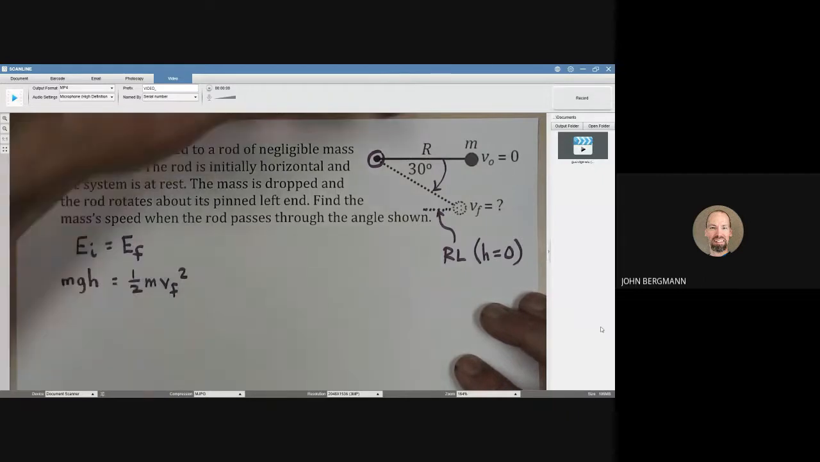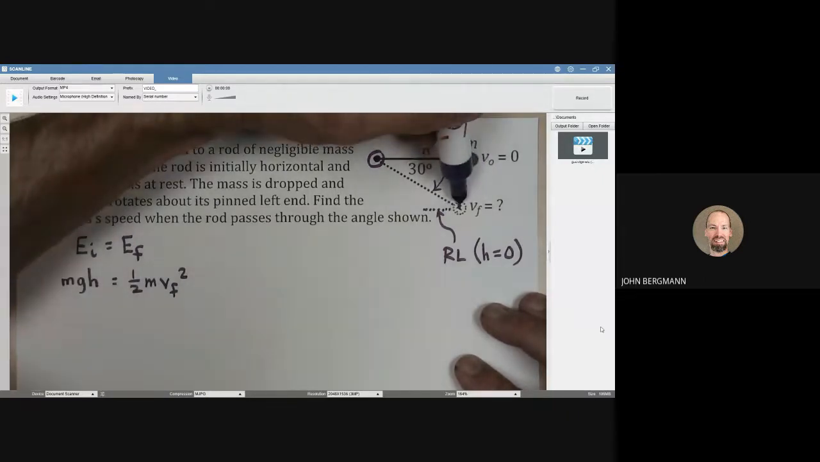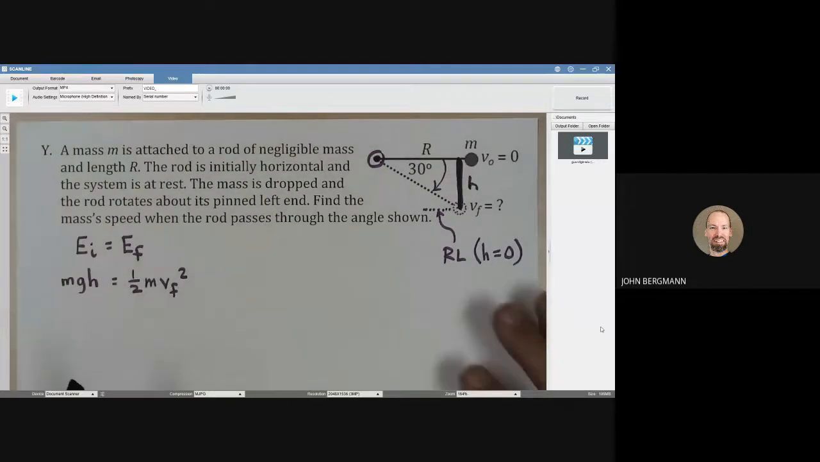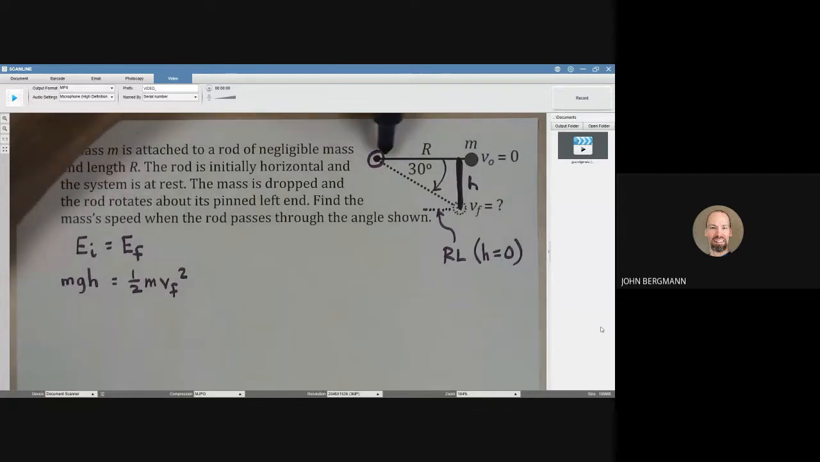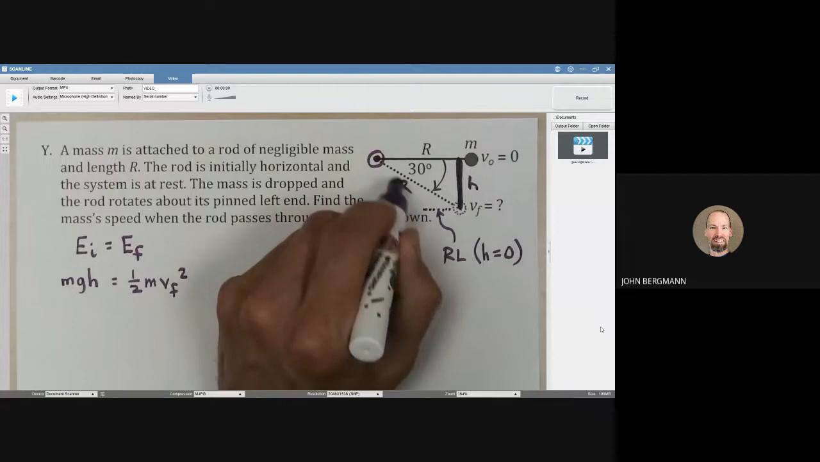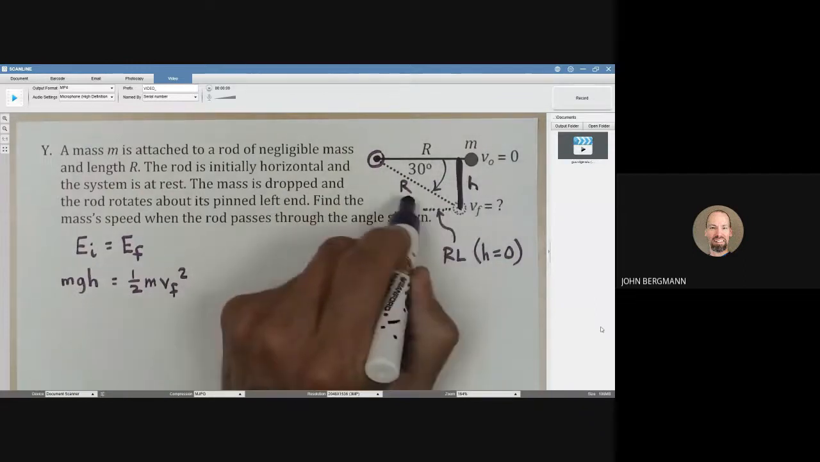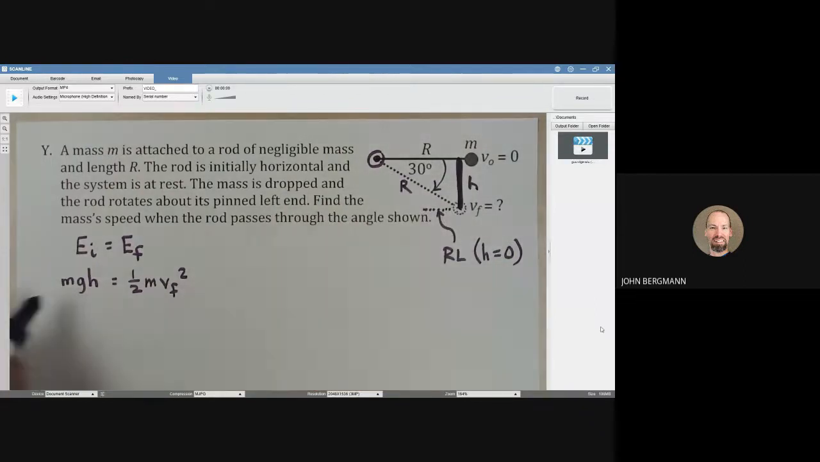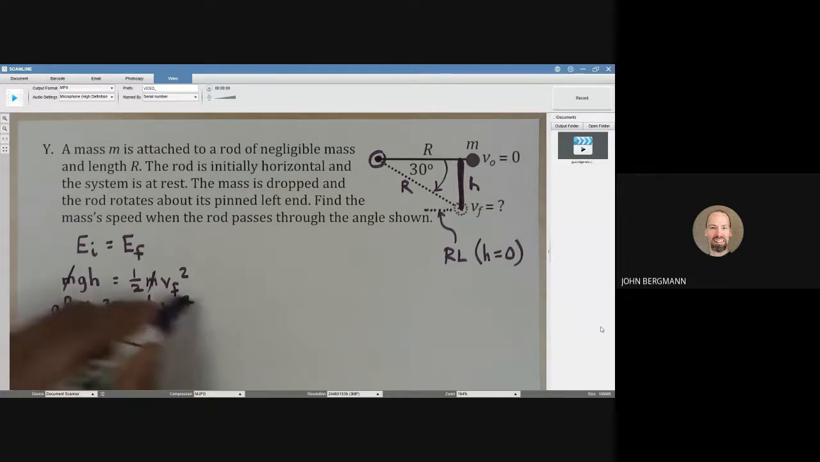Now what's h? Well, h in this diagram is this distance right there. Based on the figure, what does that turn out to be? This r here, this dotted line, isn't that also r? Those are both r. So this h is equal to r sine 30. So let's change what we have written over here. Well, the masses can go away. So we're going to go g times r sine 30 is equal to 1/2 v final squared.